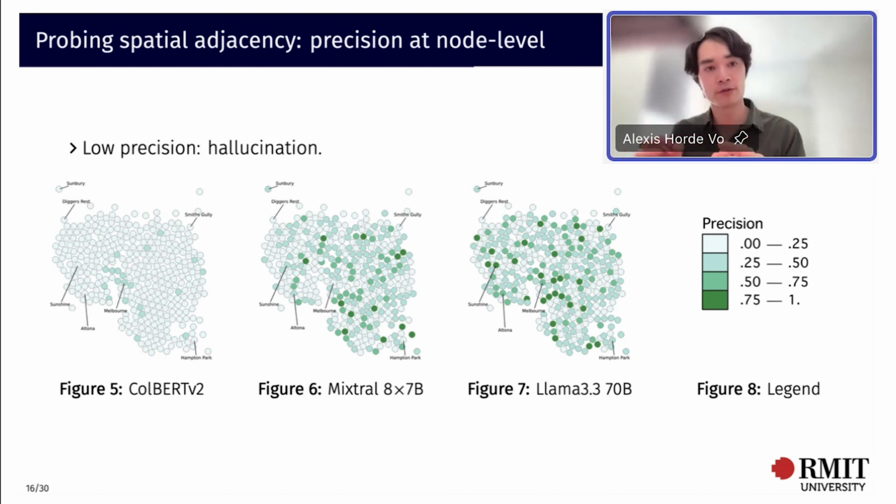We can go a bit deeper by decomposing, not sitting at the graph level, but at the level of each node. And we can see that precision is low for the different nodes across Greater Melbourne. This is, for example, for Colbert, Mixtra, and Llama 30 billion. Precision is low because models tend to write a lot. For example, I asked, what is the neighbor of Melbourne? And we can have Fitzroy, Carlton, etc. But the model can tend to hallucinate a lot, saying Melbourne Southwest, Melbourne Northwest, and this lowers the precision.